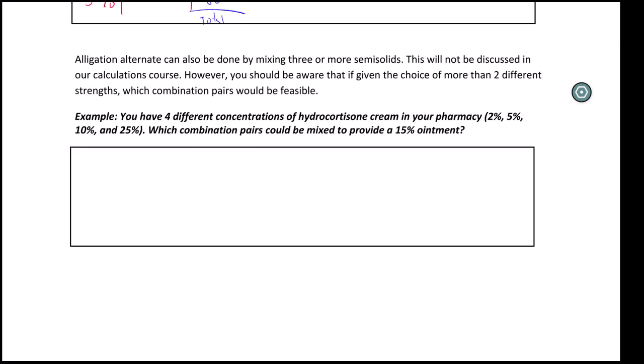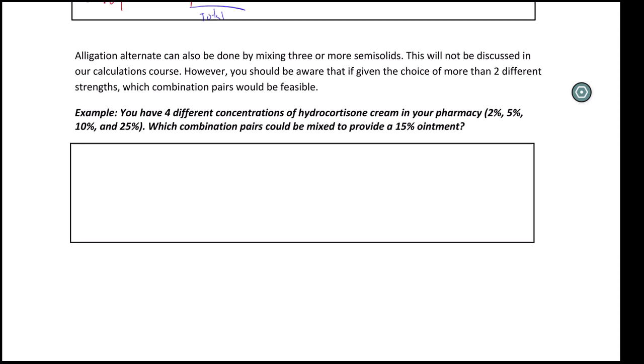Now, we're not going to discuss it here, but there are times when you can mix 3 or more semi-solids together to get a specified amount. So let's say you had a 5, a 10, and a 30, and you wanted to make an 8.2%. That is something you can see in the book if you want to know how to do that. I don't care to do those calculations out because I think that most of the time you can do them with 2 different concentrations or use a powder. But you should be able to know what is feasible.